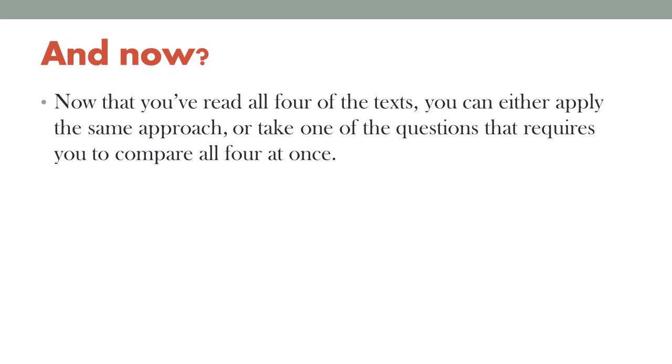So now that you've read all four of the texts, you can either apply the same approach where you isolate, or you can take one of the questions that compares all four at once. Now I think the ones where you have to look at, for example 37 here, which reviewer has a different opinion from the others on the confidence with which de Botton discusses architecture, it's quite a difficult question if you approach it first, because you've got to hold a lot of information in your head all at once, whereas the one we've looked at, you can isolate and treat it from there.